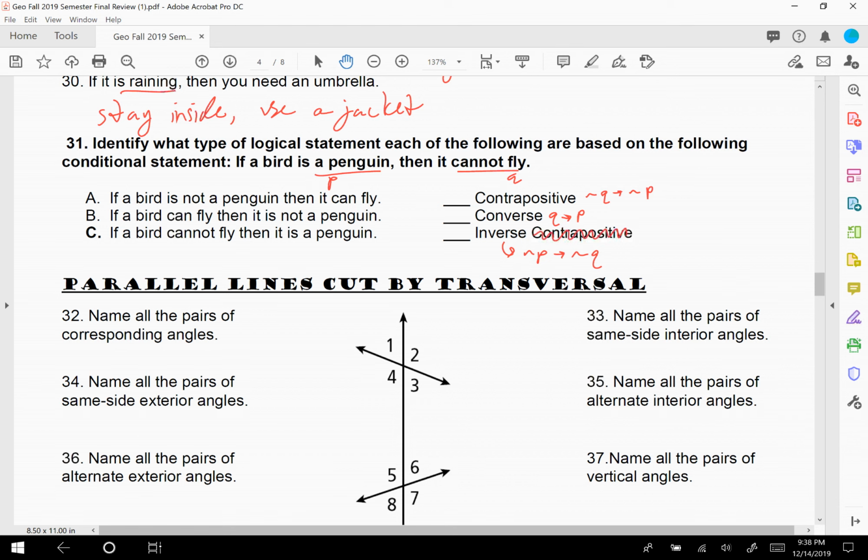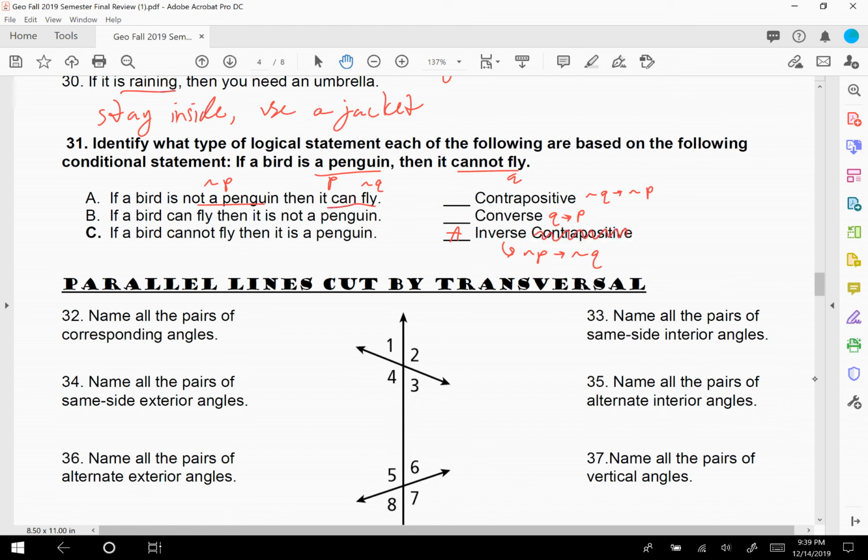So if a bird is not a penguin, then it can fly. Not a penguin, that's not P. And then it can fly, that's not Q, because the original Q is cannot fly, and so what's the opposite of cannot fly? Can fly. So not P, not Q, that's your inverse. So the inverse is A.